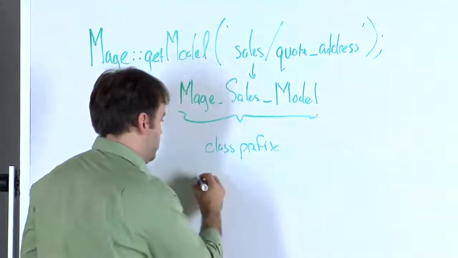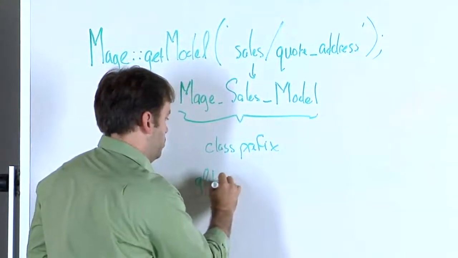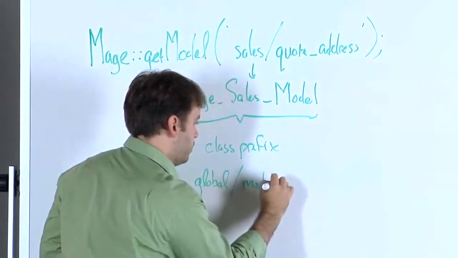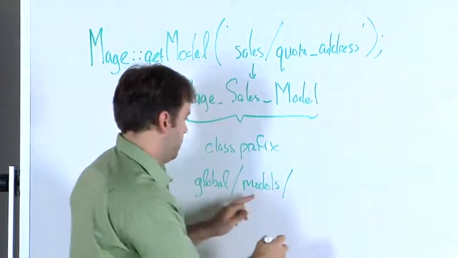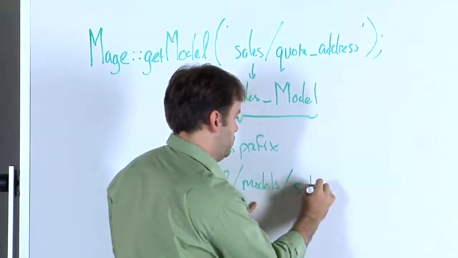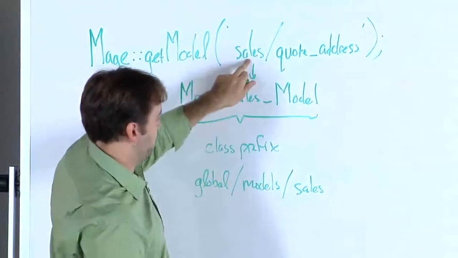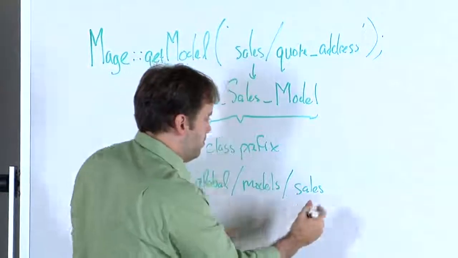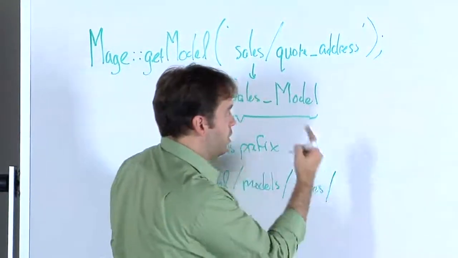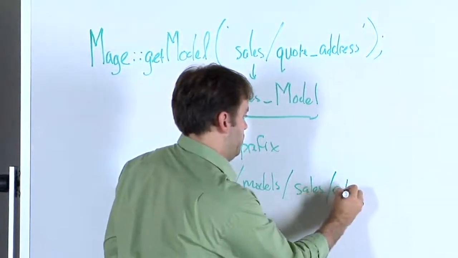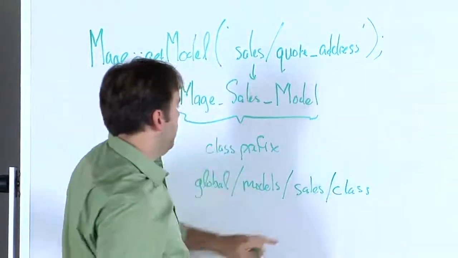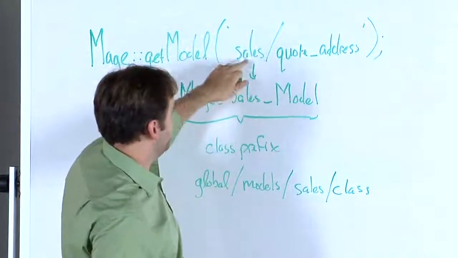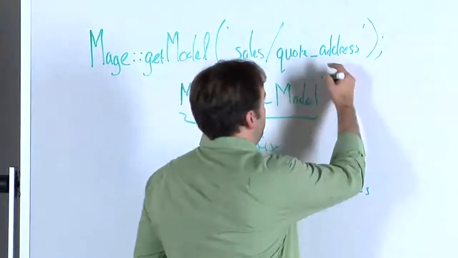This node in the configuration is global models sales. So we just use Mage core model config to look here, and then look for the class node. And in the class node is where we get Mage sales model. So normally, what this does, sales, Mage sales model, and then quote address.